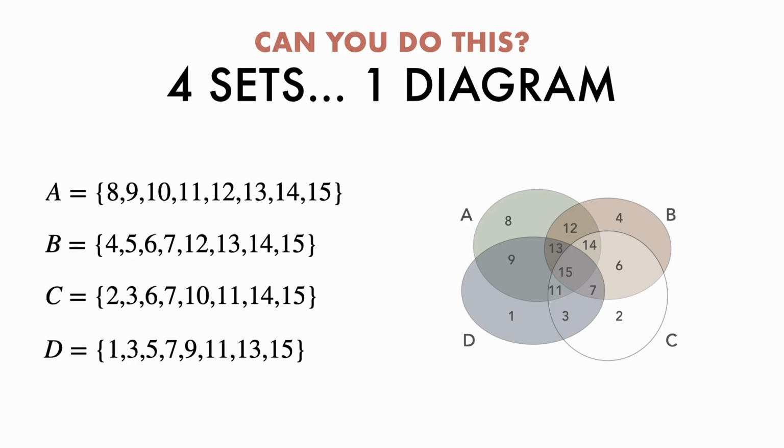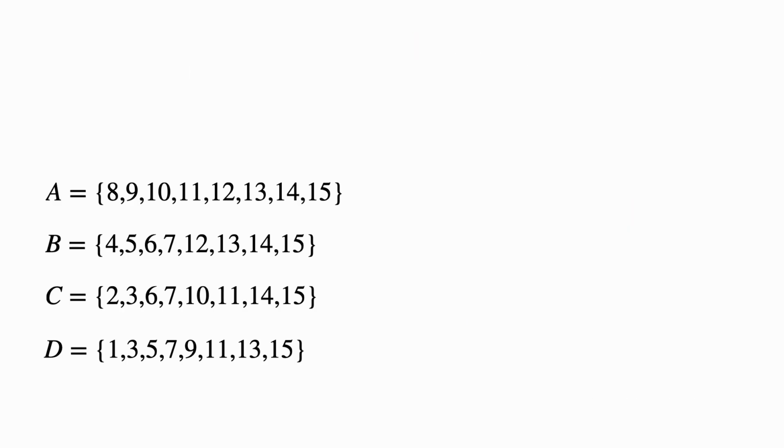Now, why is it that 5 and 10 are missing? If you look at 5, you see that it's in B and D but not in A and C. And 10 is in A and C but not in B and D. But these overlaps just don't exist in the diagram. So therefore the circles just can't draw them.